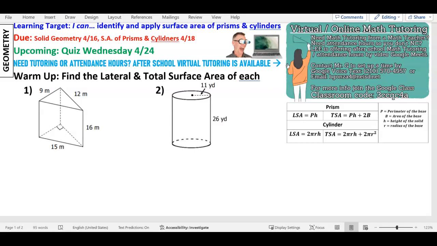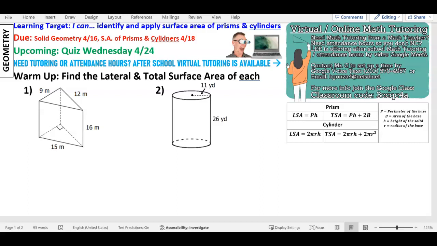So is everyone looking and listening? Lateral always means sides, okay? Like you got lats on your side. If you're laterally moving, you're moving sideways. Lateral means sideways only. So it makes sense that lateral surface area is only the sides without the bases, okay? But total includes the bases, okay?